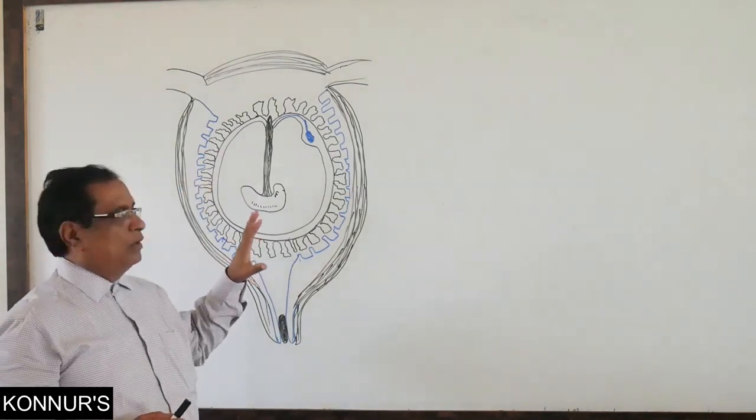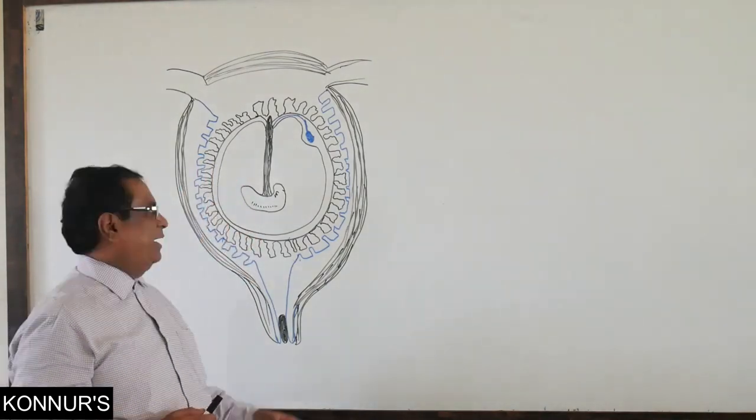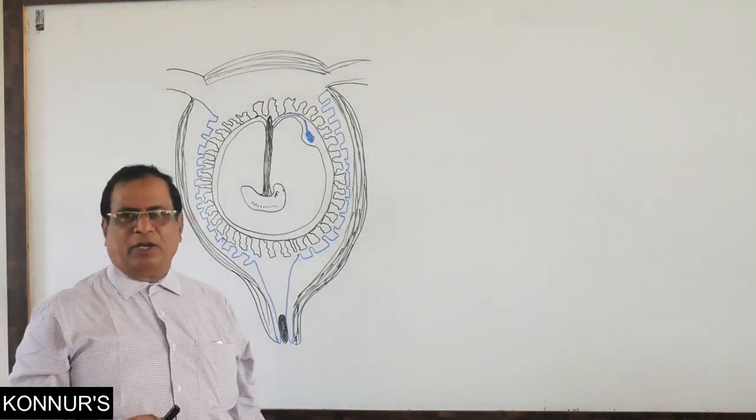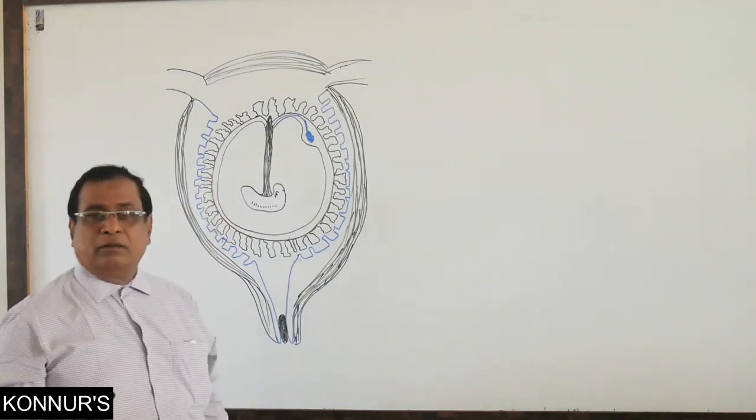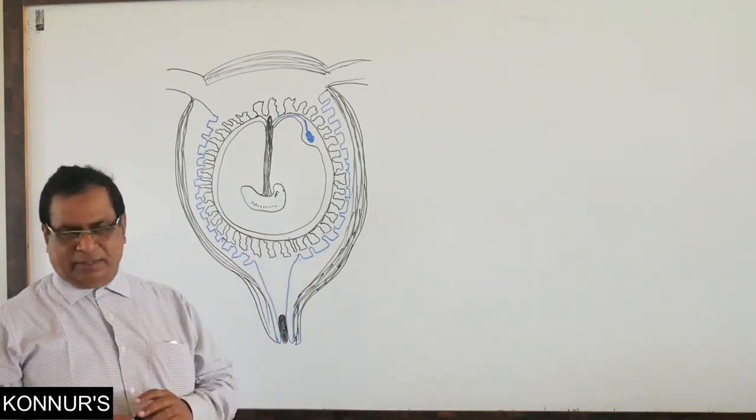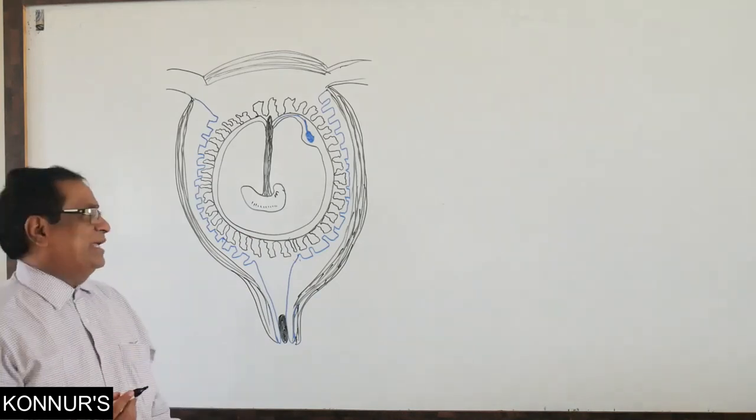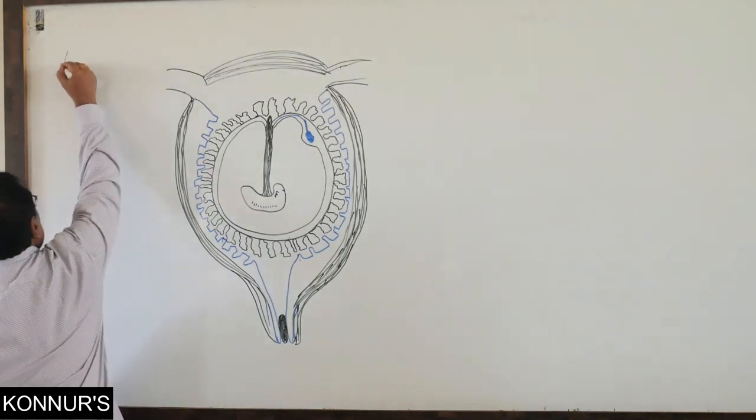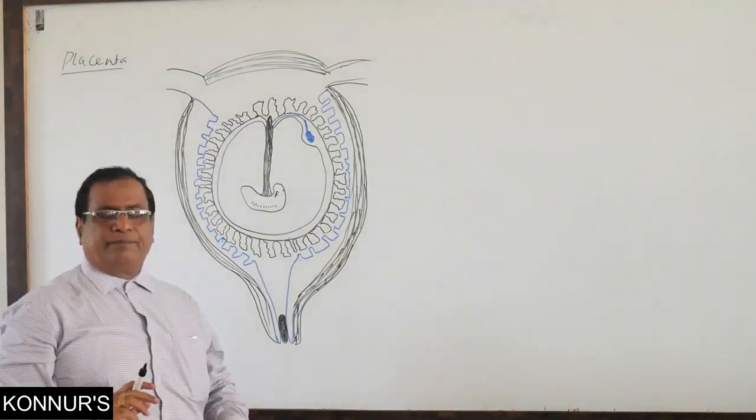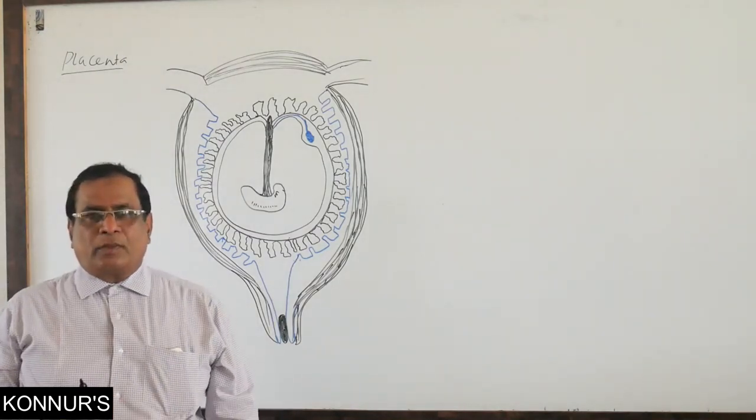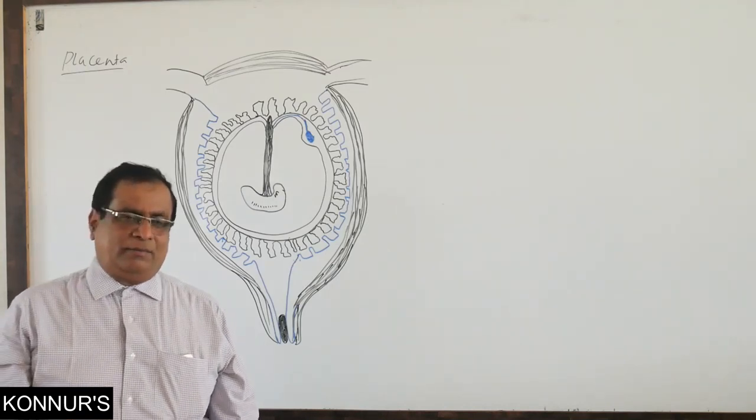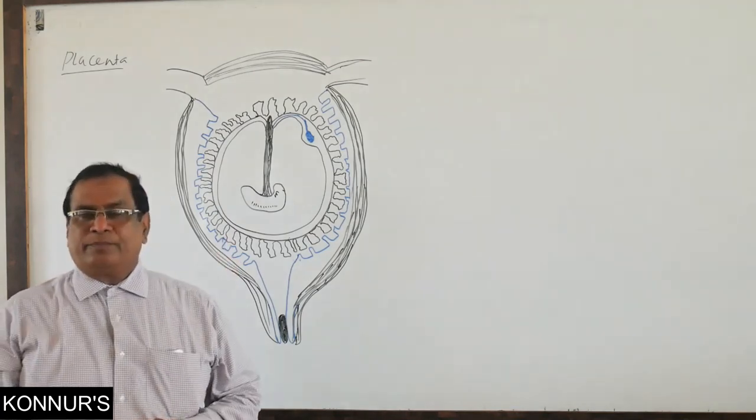Here we see the structure where that embryo is covered by a placenta. Let us see how the placenta is formed here. What is placenta? Placenta is a physical contact between the growing embryo and the maternal body.